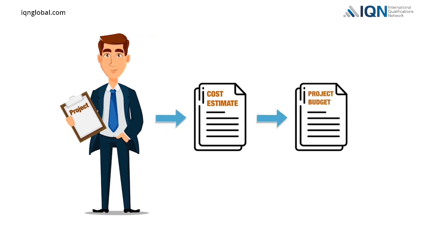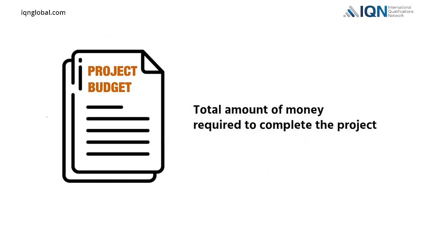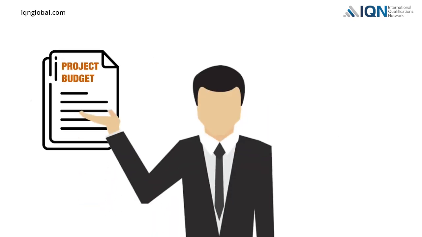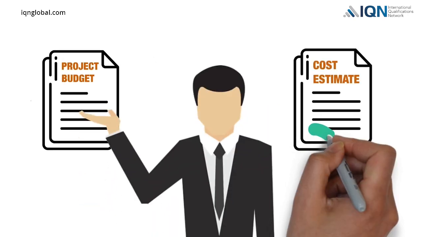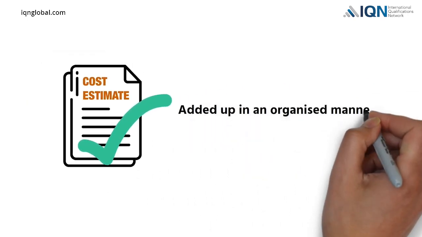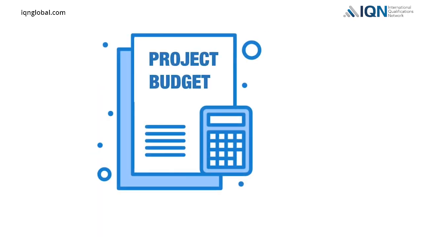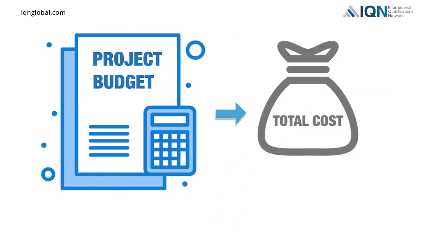The project budget determines the total amount of money required to complete the project. The project budget can only be developed once the project cost estimates are completed. Project cost estimates are added up in an organized manner to prepare a project budget. The budget represents an overview of the project's total cost from a periodic and total perspective.